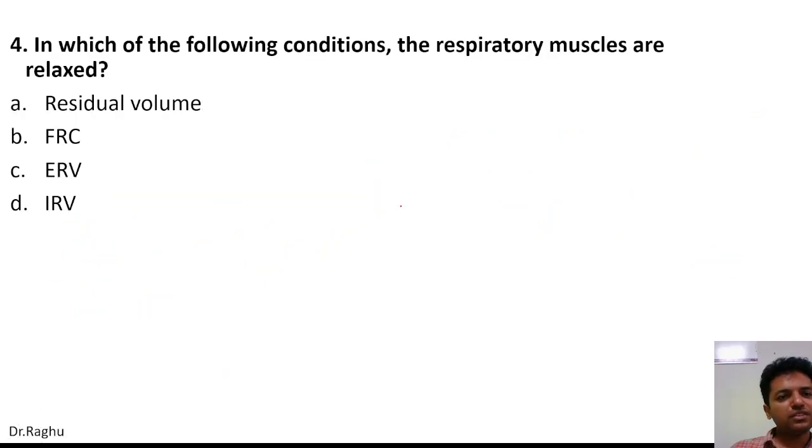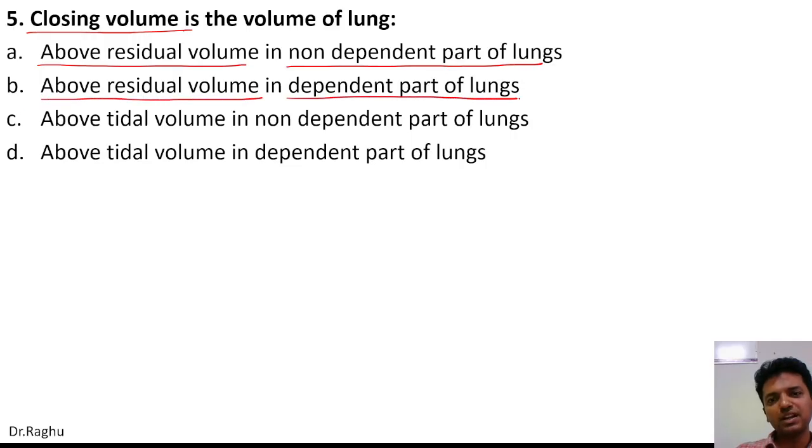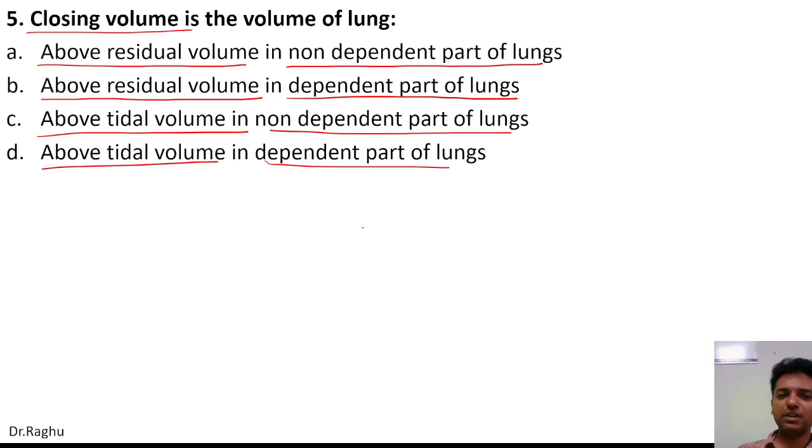In which of the following conditions are the respiratory muscles relaxed? It is nothing but our FRC. Now, closing volume. To answer this question, first let's see the options. What is closing volume, is what he is asking. Is it above the residual volume in non-dependent parts of the lung, or above the residual volume in the dependent parts of the lung, or above the tidal volume in non-dependent parts of the lung, or above the tidal volume in the dependent parts of the lung? It looks like I don't know the answer. That is how many of us would be telling.